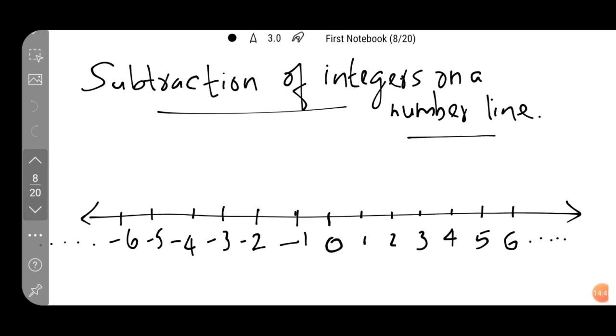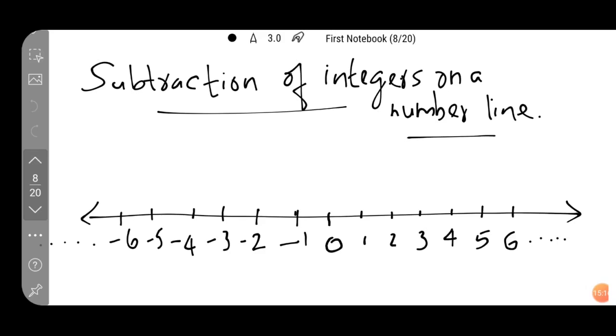Now let's see how to subtract integers. First, let's see how to do it on a number line. Again, this is the number line of integers. Towards the right of 0, we have positive integers, and towards the left of 0, we have negative integers. And 0, as I told in my previous video, is neither positive nor negative.